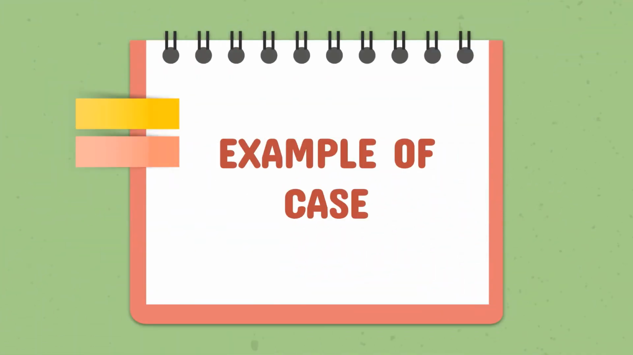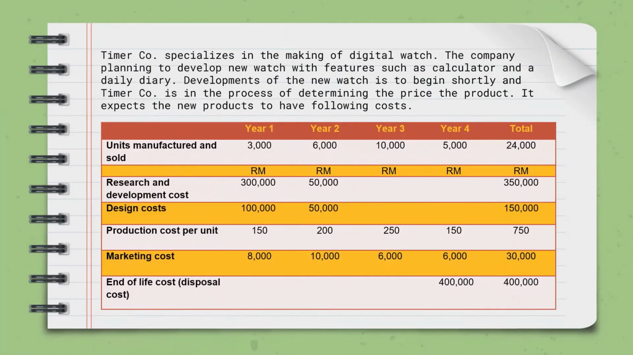Okay, now let's move on to the example case. Timerco specializes in making digital watches. The company is planning to develop a new watch with features such as a calculator and a daily diary. Development of the new watch is to begin shortly, and Timerco is in the process of determining the price of the product. It expects the new product to have the following costs.